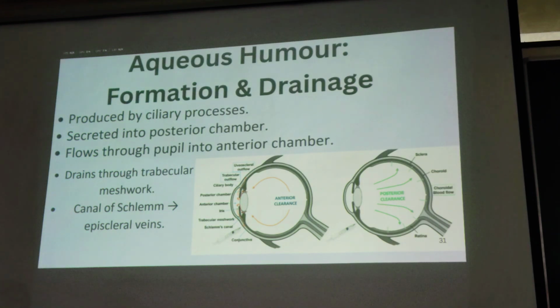Aqueous humor is produced by the ciliary process. It is secreted into the posterior chamber and then flows through the pupil into the anterior chamber. It drains through the trabecular meshwork, then the canal of Schlemm and then the episcleral veins.